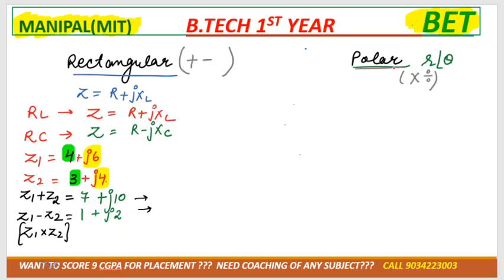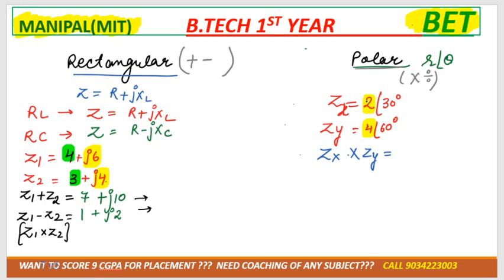Now let me tell you about the polar form. Polar form is again in the form of Z. Suppose they have given you ZX as 2 angle 30 degree and ZY as 4 angle 60 degree, and they ask you to multiply ZX multiplied by ZY. So how will you do? Real term is multiplied with the real term, that is 2 into 4, 8, and angles would be added with each other in case of multiplication. So 30 plus 60 is 90 degree.